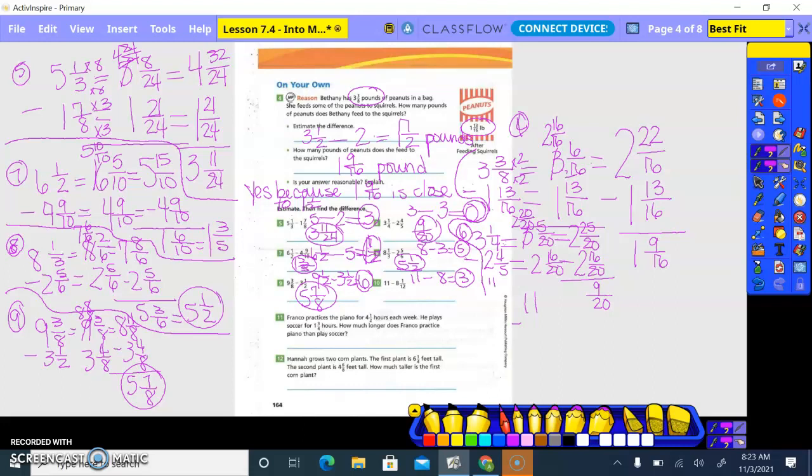Okay, so number 10. Okay, so 11 minus 8 and 1/12, right? Okay, can I take 1/12 from nothing? No, so this would become 10 and 12/12, right? Okay, now can I take 1/12 from that? Yep, so this becomes 11/12, and then 10 minus 8 is 2. So 2 and 11/12.